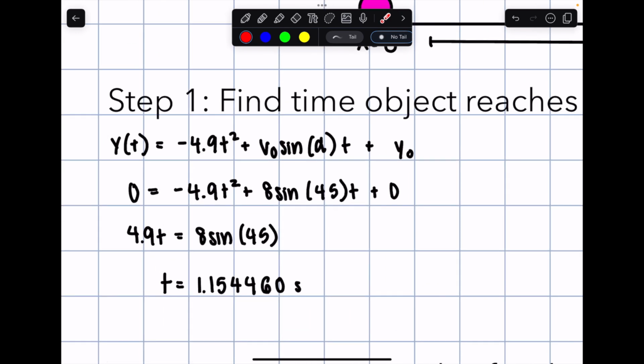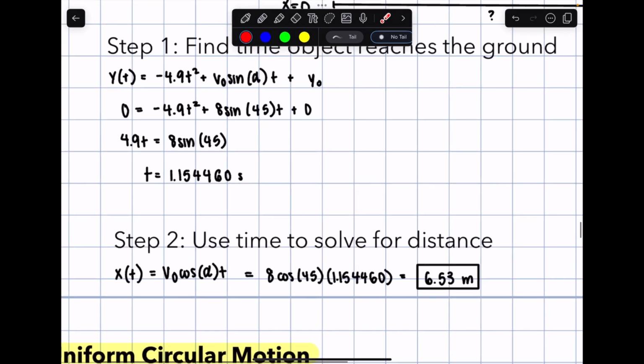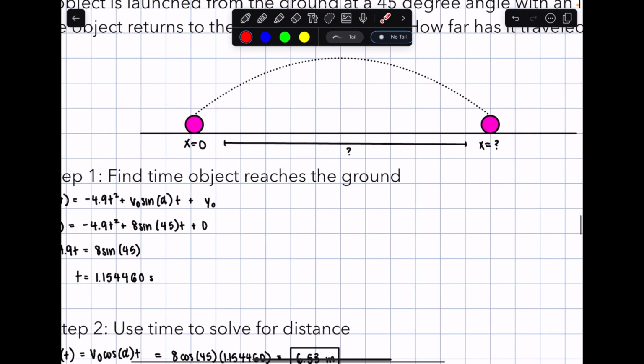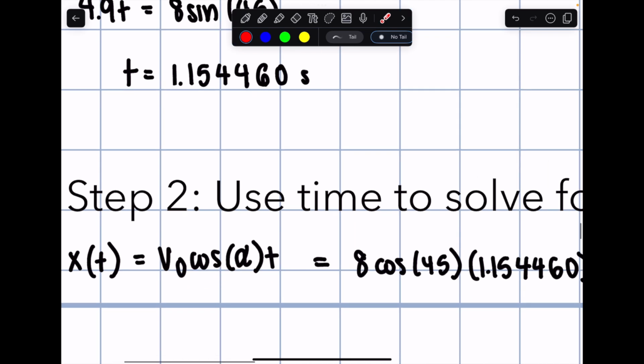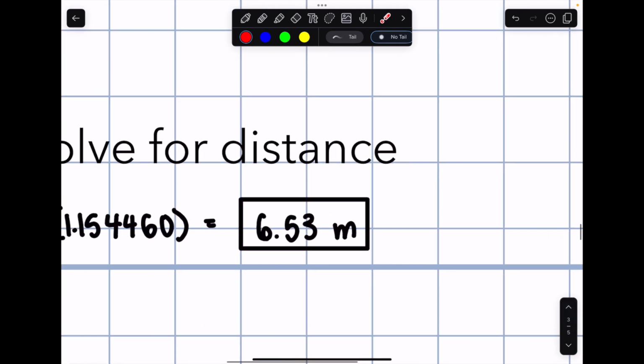Now that we've used the y equation, we need to use the x equation to figure out how much it's actually traveled along this x axis. To do that, we just use the x position equation, we substitute what we know, and we get that the object travels approximately 6.53 meters.